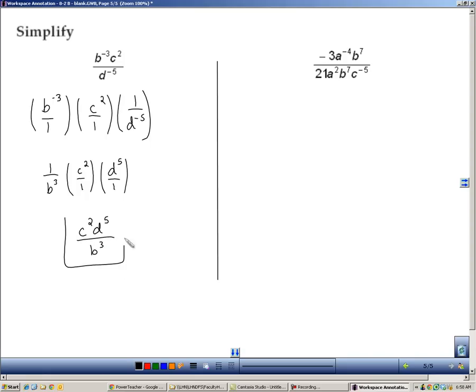Now the reason I have to do that is because you cannot have negative exponents in your answers. We want to avoid all these negative exponents. So we use the negative exponent rule to flip things and make all the exponents positive.